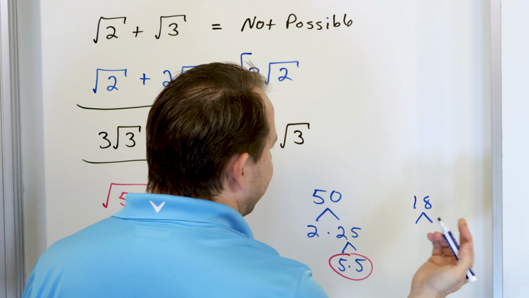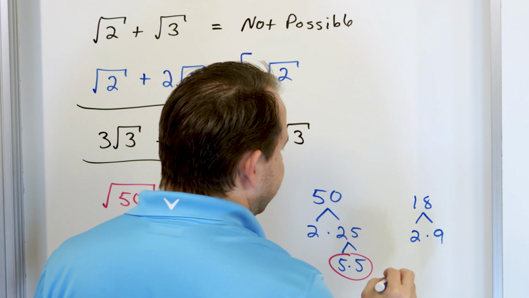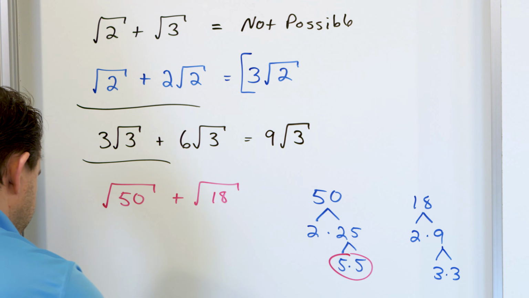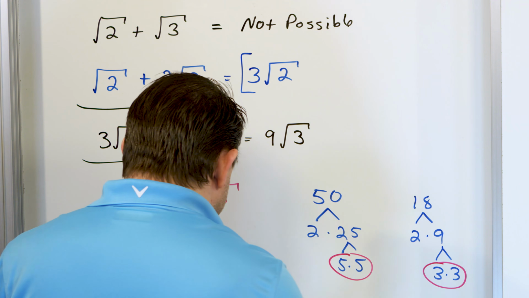18, you can write however you want, 6 times 3 or whatever. I usually do 2 times 9 is 18, and I know that 9 is 3 times 3. So I have prime numbers all in the bottom there. And you're looking for square roots, so you're looking for pairs, right? So now I know how to write those.